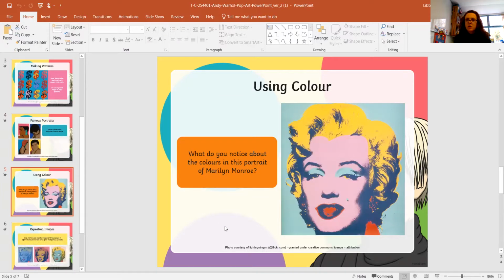Here's one of Marilyn Monroe, a famous actress. And again, he repeated the pattern of her, the same print again and again. But he was very famous for changing things like the hair colour, the eyes, the lips.